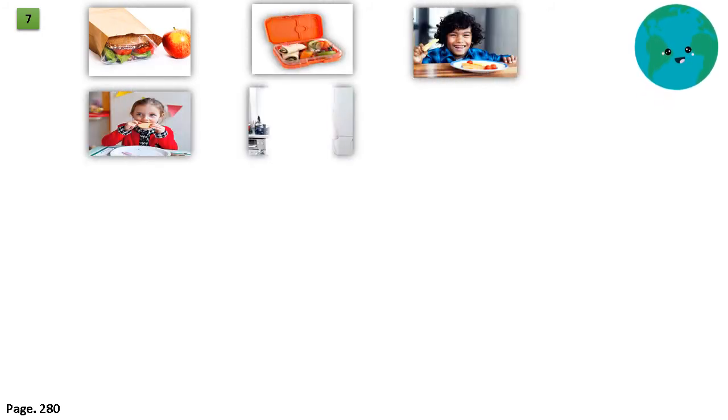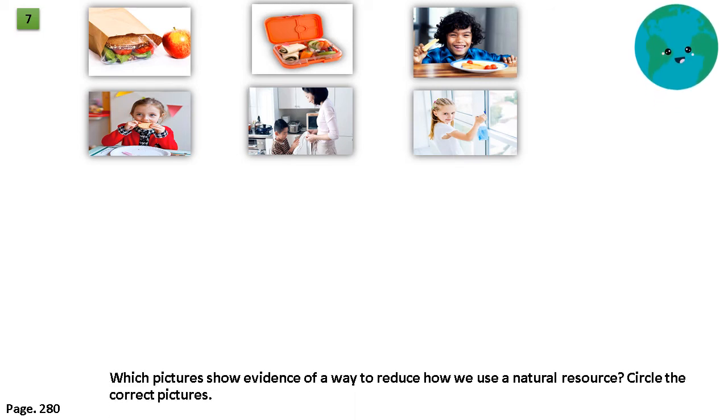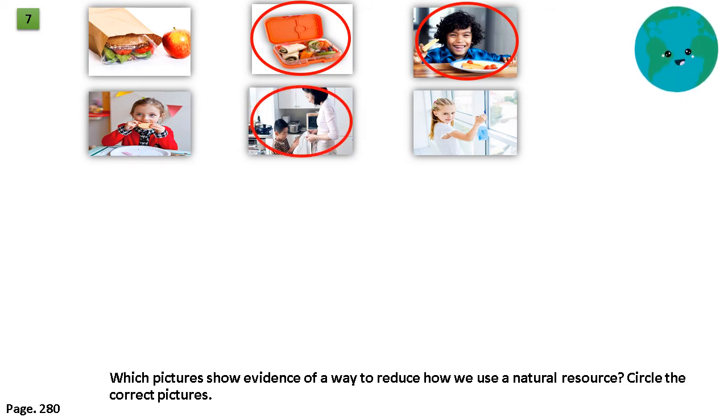Last of all, let's solve our last exercises on page 280 in our science book. And for part 7, we have to look at these 6 pictures and to answer the following question. Which pictures show evidence of a way to reduce how we use a natural resource? Circle the correct pictures. Excellent job! Let's circle the plastic lunchbox, the boy using a washable plate for eating, and the child using a cloth to dry his hands.